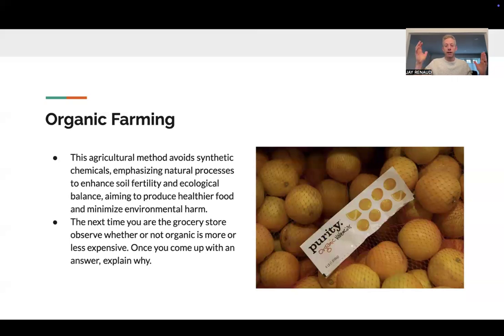Organic farming. Here you go. Next time you're at the grocery store, more expensive or less expensive? Typically going to be more expensive. No synthetic chemicals or fertilizers, no GMOs. Things are done organically, minimizes environmental harm. The reason why typically you'll see higher prices for organic is the inputs in the organic farm are much more labor intensive.